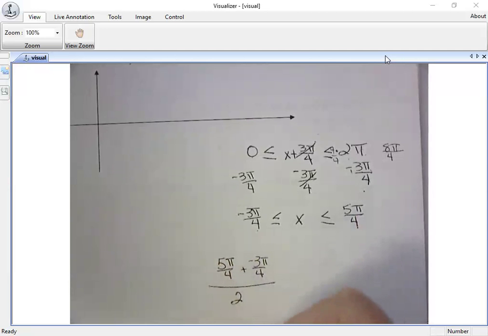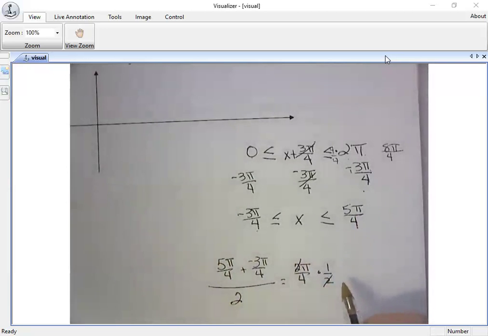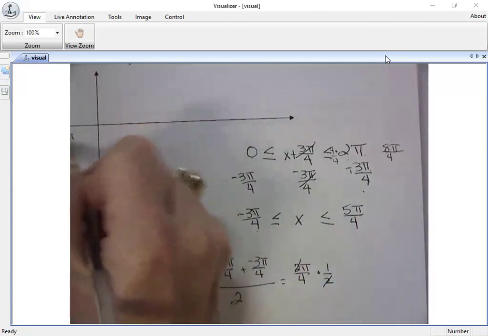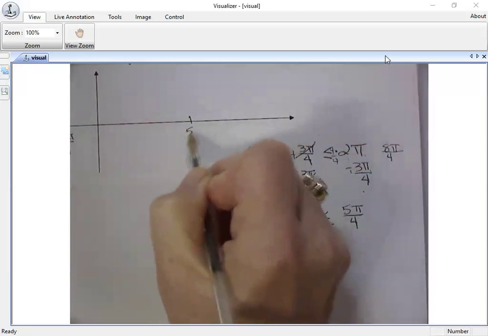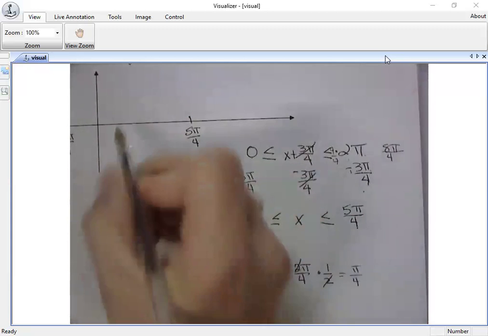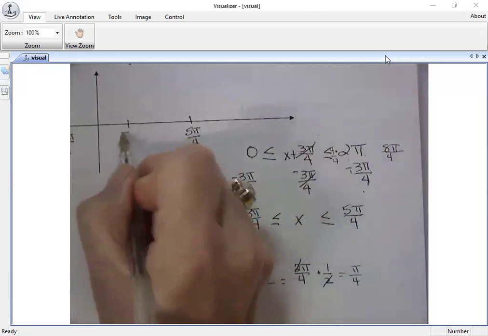All right, so 5 pi over 4 plus negative 3 pi over 4 is what? And 2 pi over 4 divided by 2 is the same thing as multiplying by 1 over 2. The 2's are going to cancel. So that means we're also going to need to have a mark where the midpoint between a negative 3 pi over 4 and a positive 5 pi over 4 is going to be pi over 4, right? So far, you guys with me? No? Where'd you get the 1?